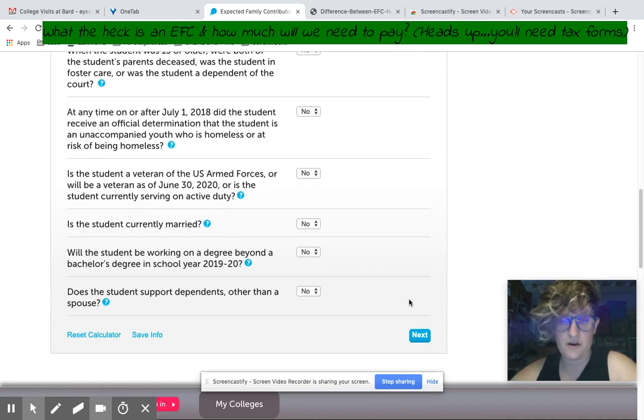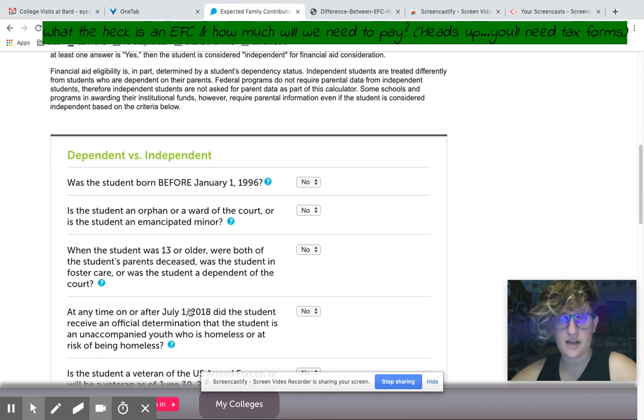Is the student currently married? For our students, the answers are going to be no. At any point, you can hit reset on the calculator, and it'll go all the way back to the beginning.